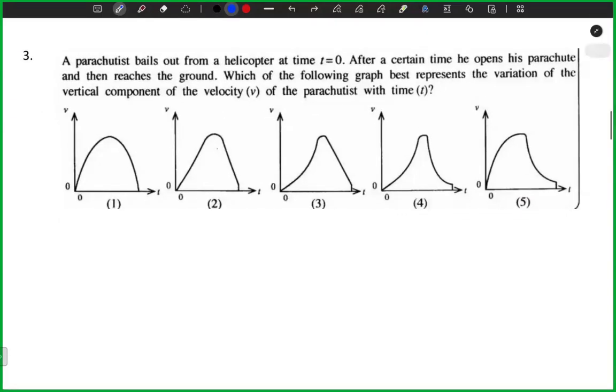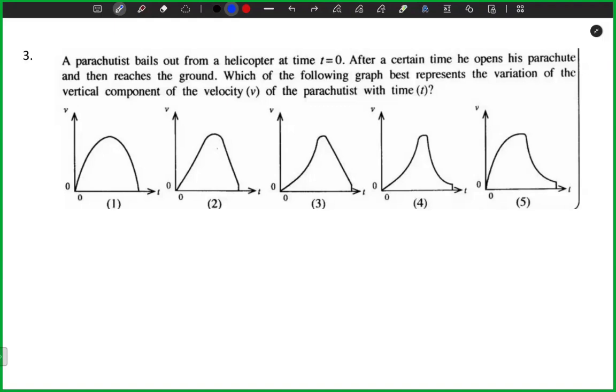Okay, now listen to it. So we are going to enjoy this question. A parachutist bails out from a helicopter at time t equals 0. After a certain time, he opens his parachute and then reaches the ground. Which of the following graphs best represents the variation of the vertical component of the velocity of the parachutist with time t? So we have to see how the vertical component of the velocity varies with time t.